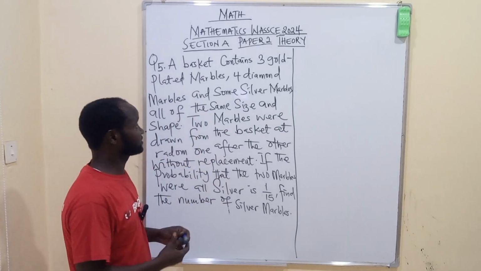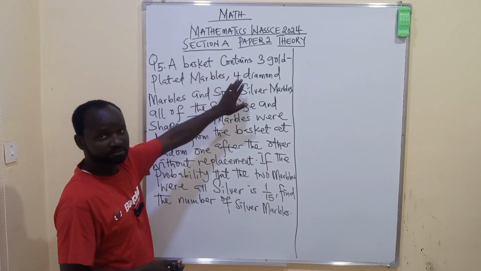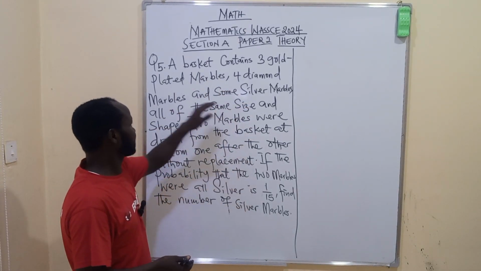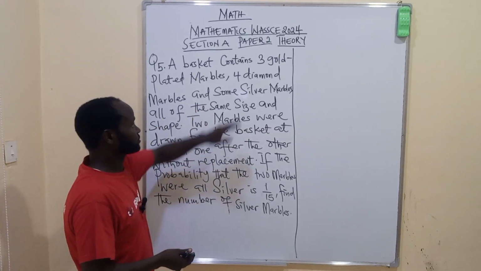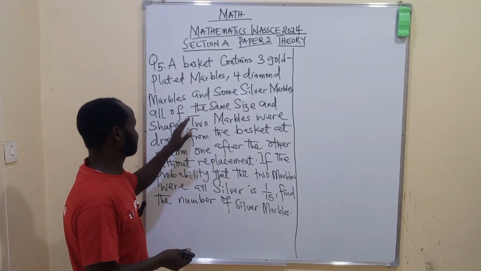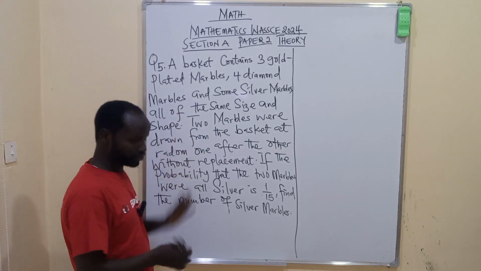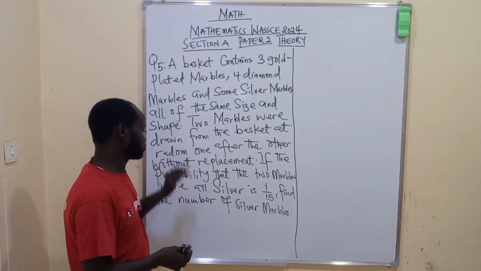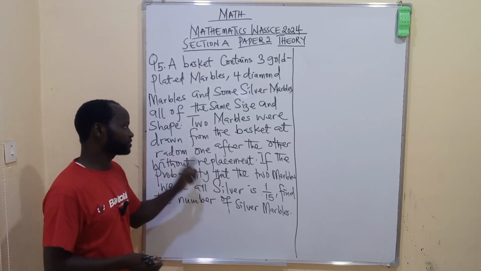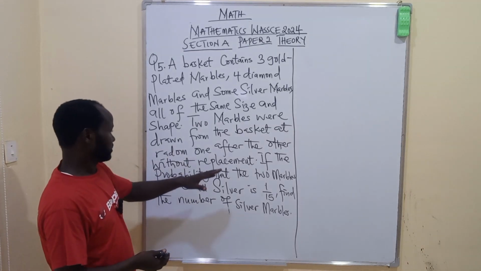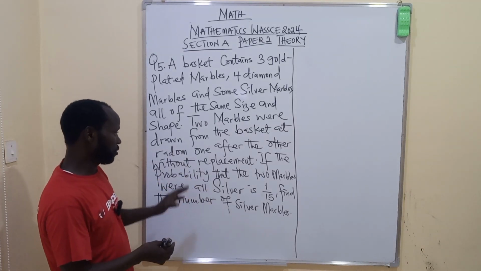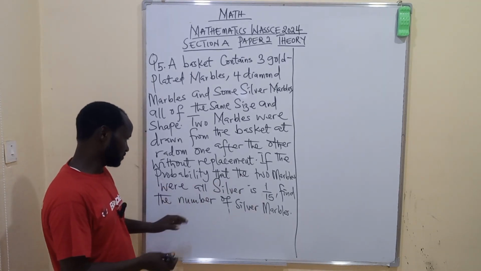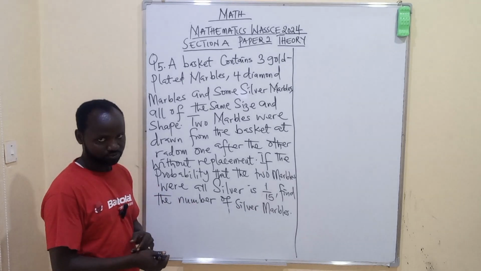The question reads: a basket contains 3 golden marbles, 4 diamond marbles, and some silver marbles, all of the same size and shape. 2 marbles were drawn from the basket at random, one after the other, without replacement. If the probability that the 2 marbles were all silver is 1 divided by 15, we are asked to find the number of silver marbles.